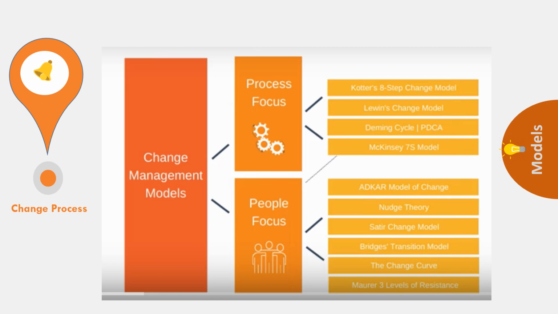Well, if we look at the two different areas, process focused or people focused, there are two areas with different models applied to these. So in terms of the process focus, we're talking about Kotler's 8-step change model, Lewin's change model, Deming's cycle PDCA model, the McKinsey 7S model, ADKAR's model of change for the people process, nudge theory, Satir change model, Bridges' change curve, and Kübler-Ross's 3 levels of resistance.